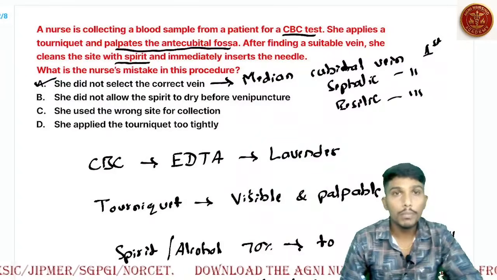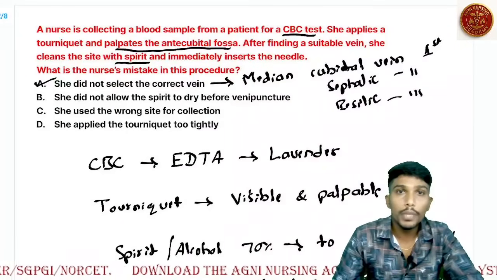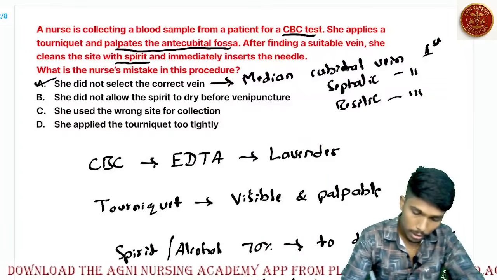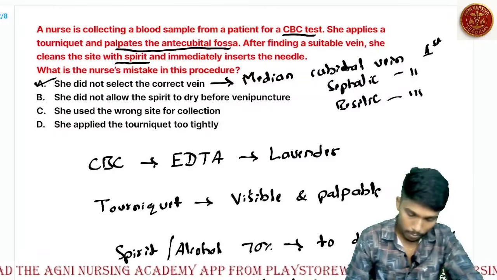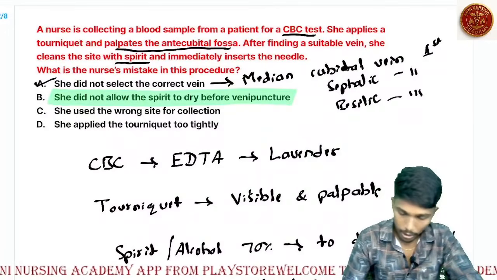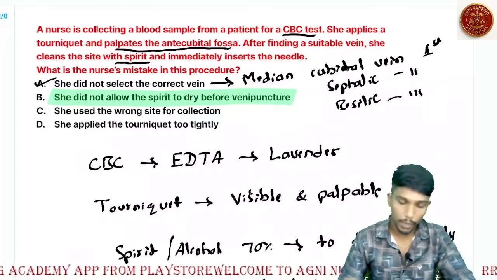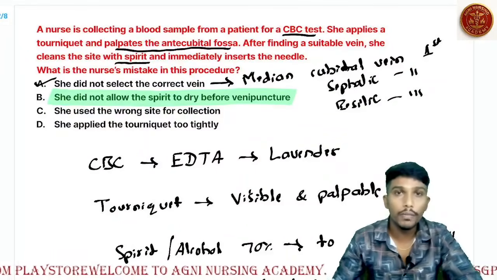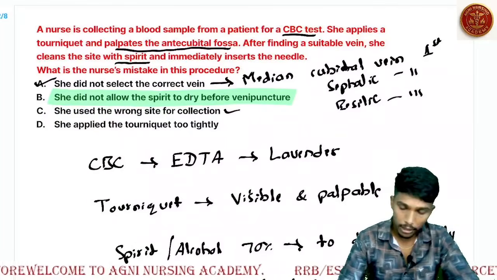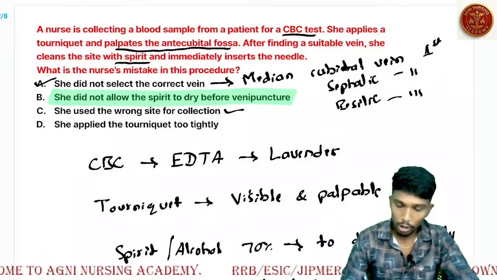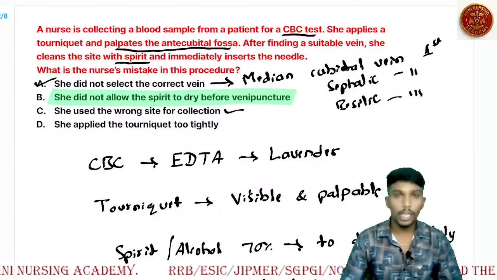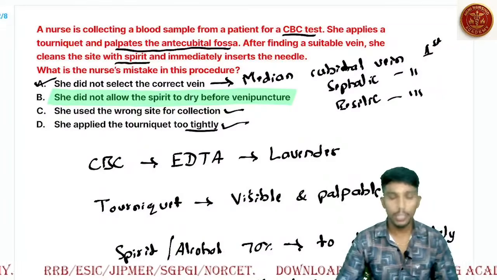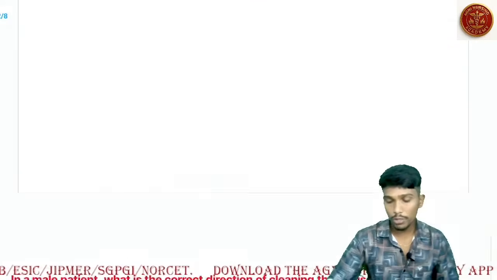Coming to option B, she did not allow the spirit to dry before venipuncture. Yes, this is the mistake of the nurse while taking the sample. She didn't allow the spirit to dry completely. This is the correct answer of this question. Option C, she used the wrong site for collection. No, she used the correct site. She applied the tourniquet too tightly. No, in the scenario they didn't mention tightness. The correct answer of this question is B. Then let us move on to the next question.